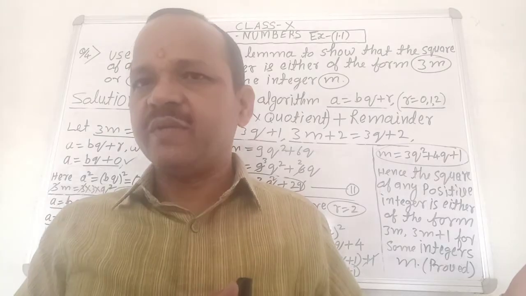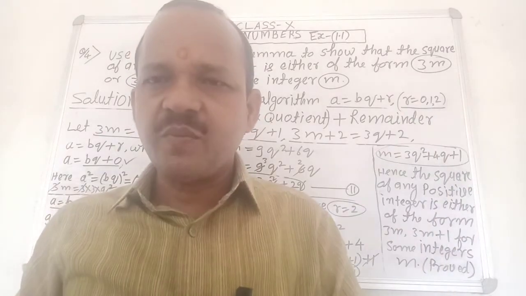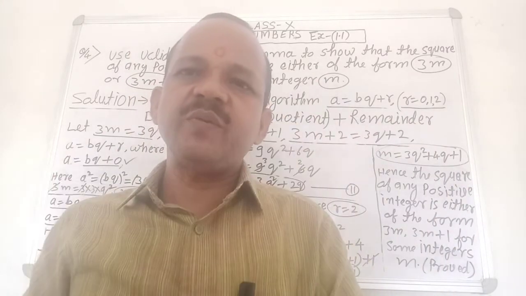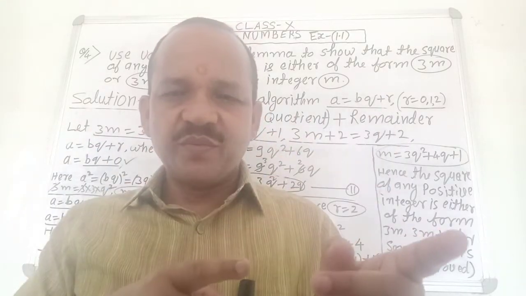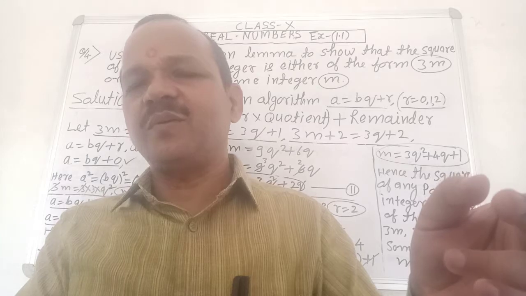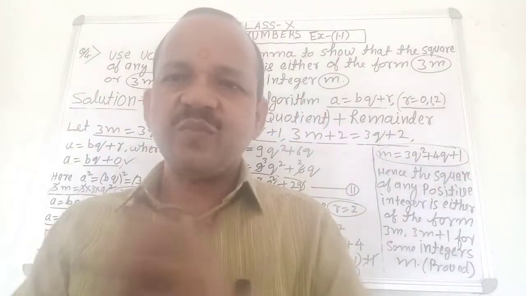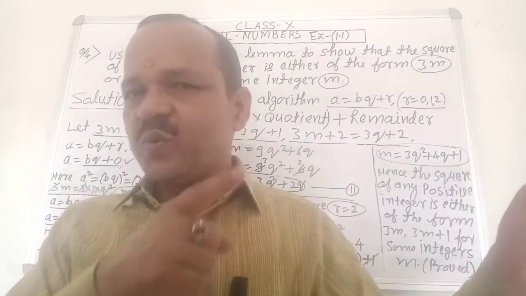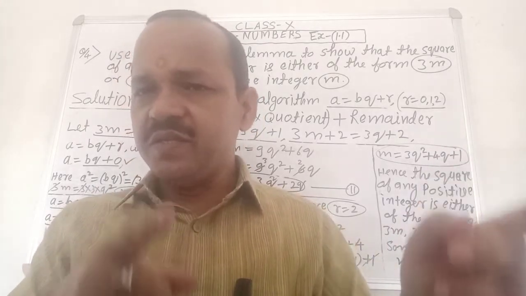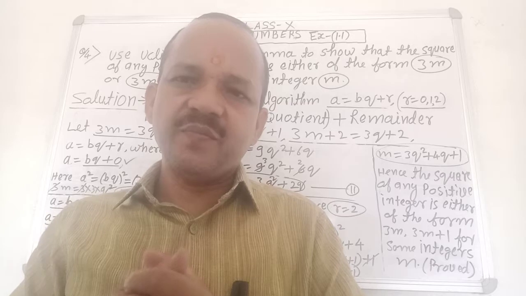Yesterday I described Euclid's division algorithm. Today I want to describe Euclid's division lemma. The other name of Euclid's division algorithm is Euclid's division lemma. Clear? No confusion.